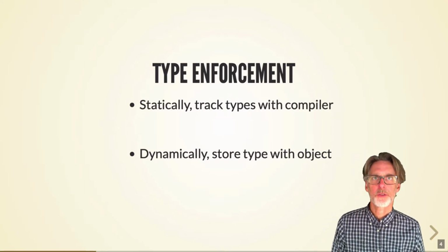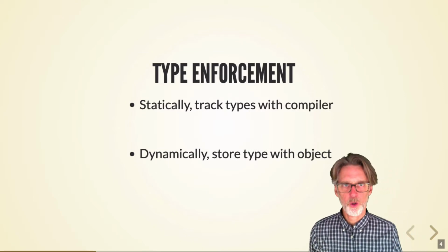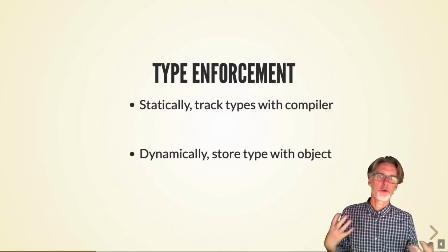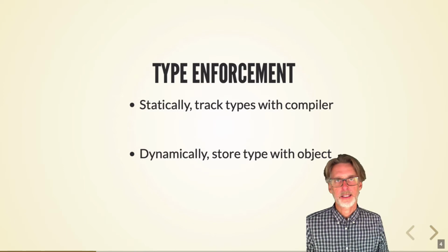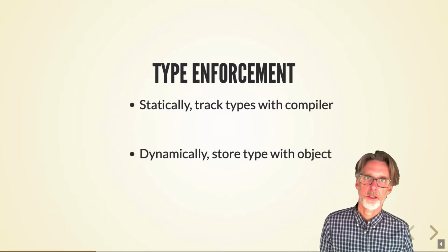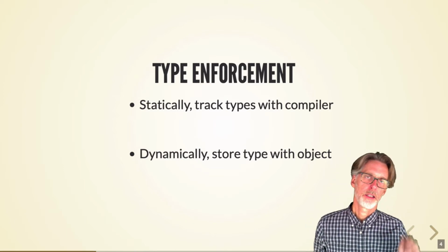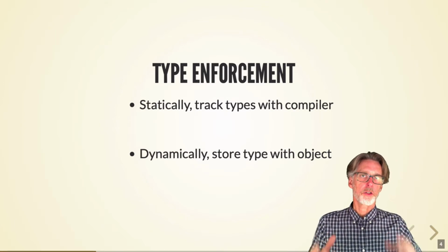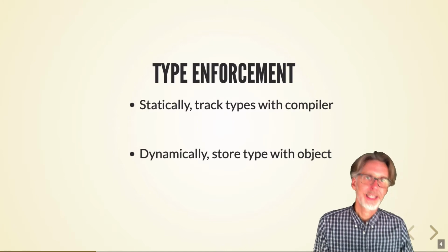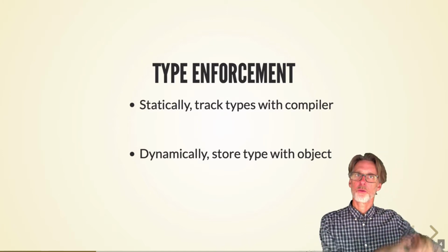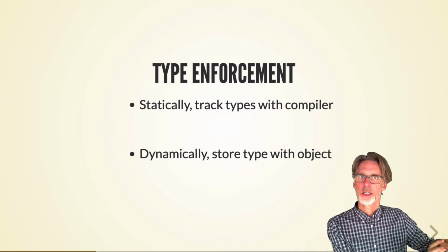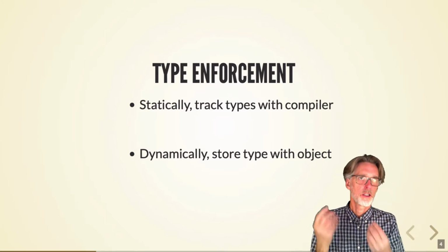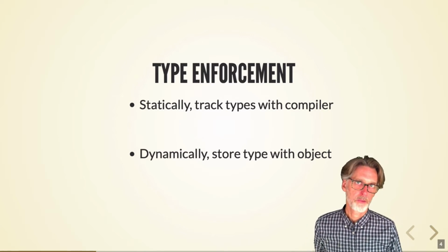When we think of types, we most often think of type enforcement. That is, what are the types doing to me as a programmer? How are they constraining me? And the constraints come in two different styles. So there's a static constraint. These are types that are tracked by the compiler. And there's also dynamic constraints. These are types that are stored with values in memory and then used when an operation occurs to determine whether or not the value supports the given operation.